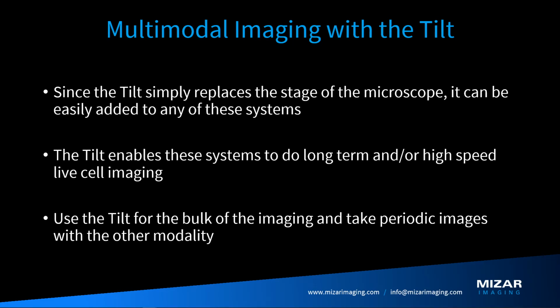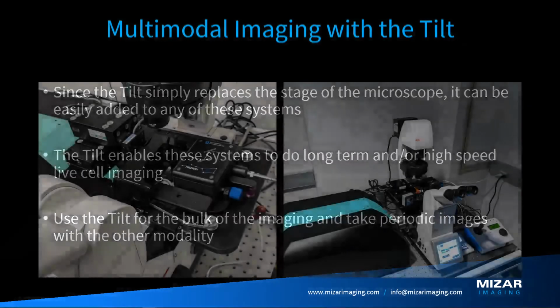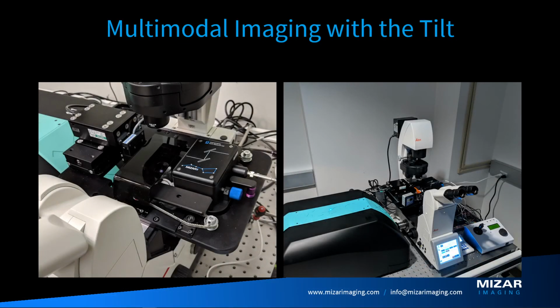So you use the tilt for the bulk of your imaging, and then you take periodic images with the other modalities. One example of this is a system we have at Rockefeller University at Allison North's imaging facility, where she's installed the tilt onto an iSIM microscope. Again, the iSIM is a structured illumination system, not very good for long-term imaging, but now she can do long-term imaging with the tilt and take a periodic super res image along the way. This has been working quite well.